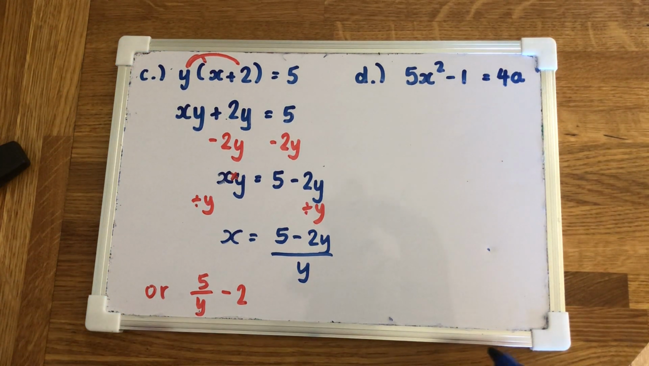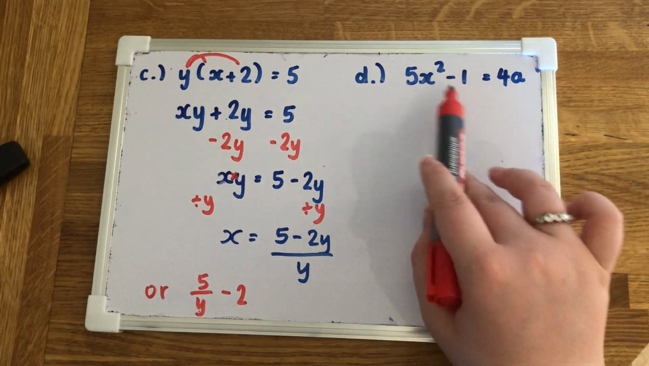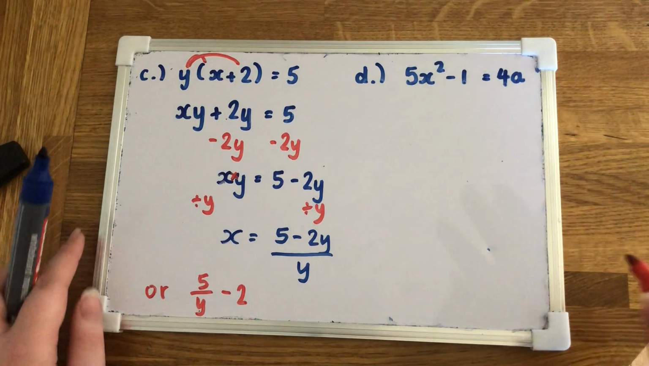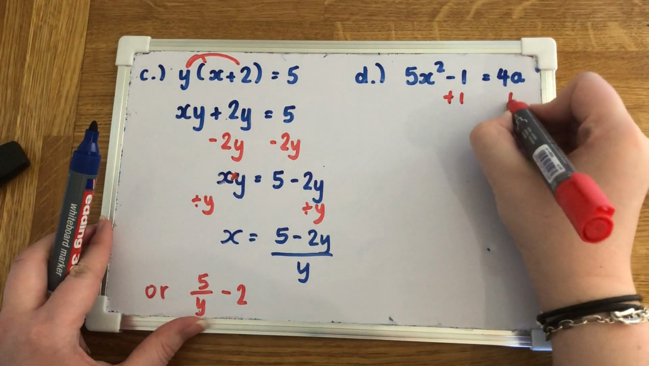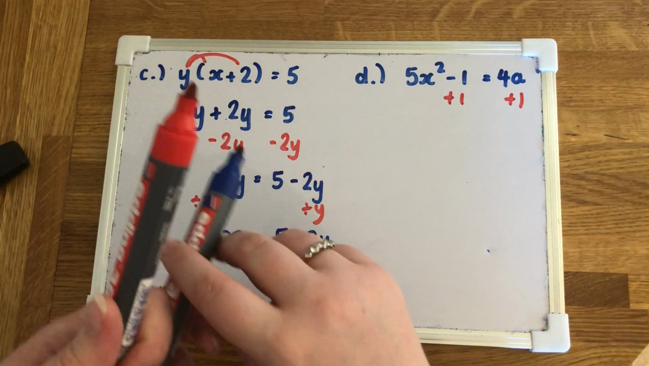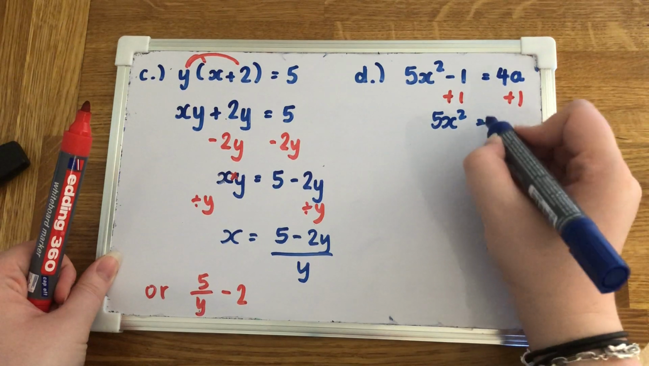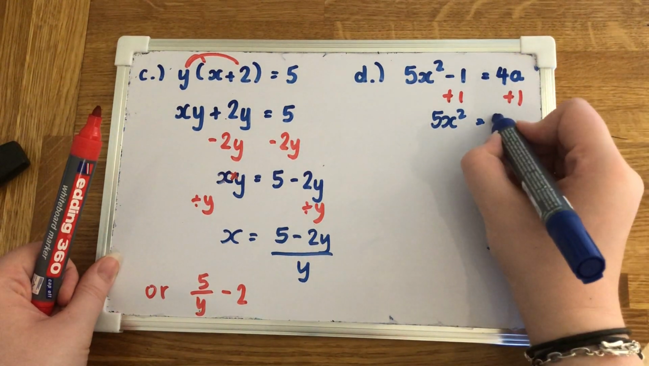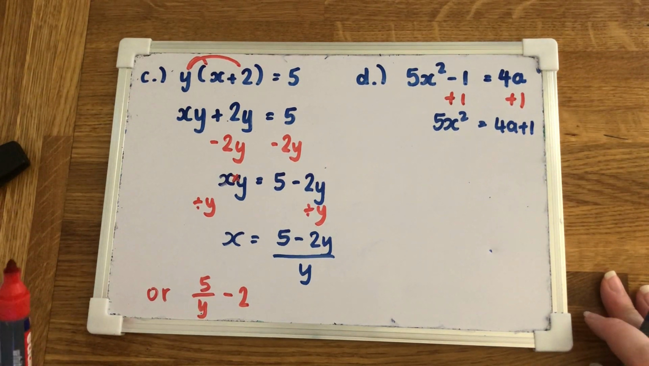So again, we're focusing on this x squared, so we don't want this -1, and we don't want the 5, and we don't want it to be squared, so there's a lot to do. So first thing, I'm going to add 1 to both sides, because then that leaves me with just 5x squared, rather than having the -1 as well, and then we'll have 4a plus 1 on the right hand side.